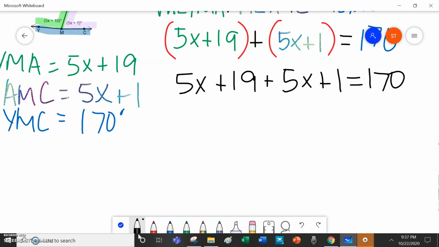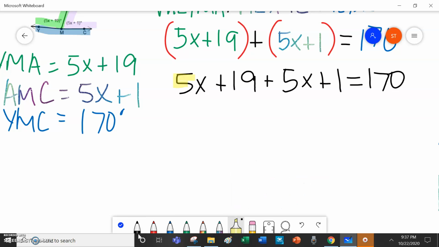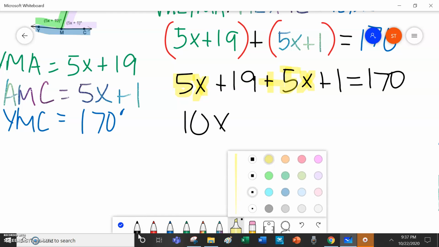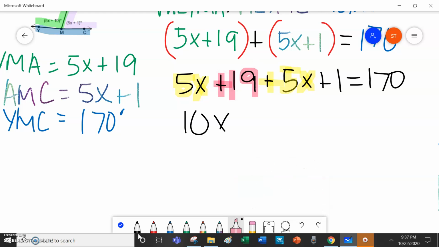So next step, combine like terms. I know that 5x is a like term with 5x. They're both values of x. 5x plus 5x is 10x. I also know that 19 and 1 are both constants. They are like terms. 19 plus 1 is 20. So I have 10x plus 20 on the left side of my equation. I still have it all equal to 170.